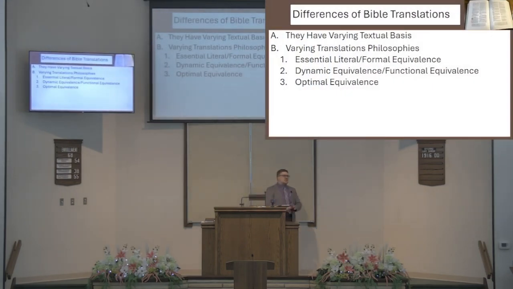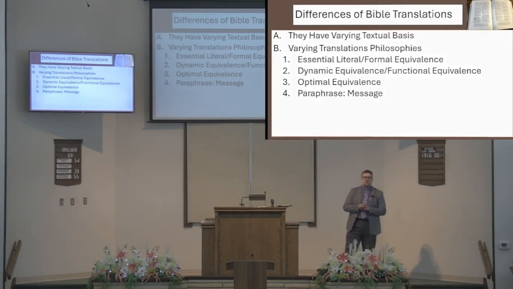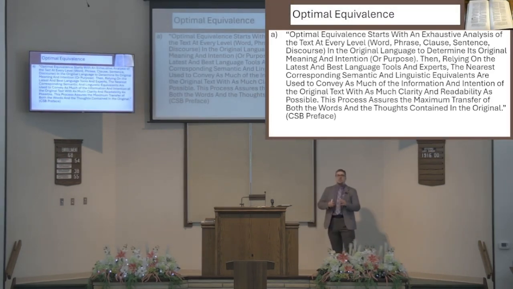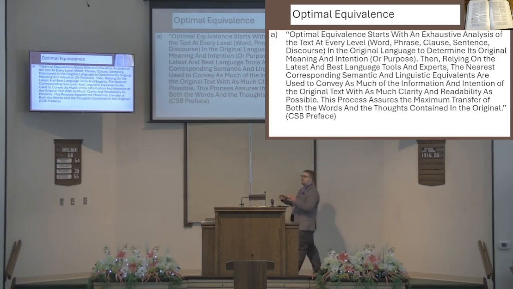The third of these is the one that I mentioned earlier, is a little bit newer. And what I mean by that is it was sort of an idea that was contrived, I think it was 2005, when the Holman Christian Standard came out, of what they called optimal equivalence. These are out of order here, but optimal equivalence starts with an exhaustive analysis of the text at every level. That is, the word, the phrase, the clause, the sentence, the discourse, in the original language to determine its original meaning and intention or purpose.